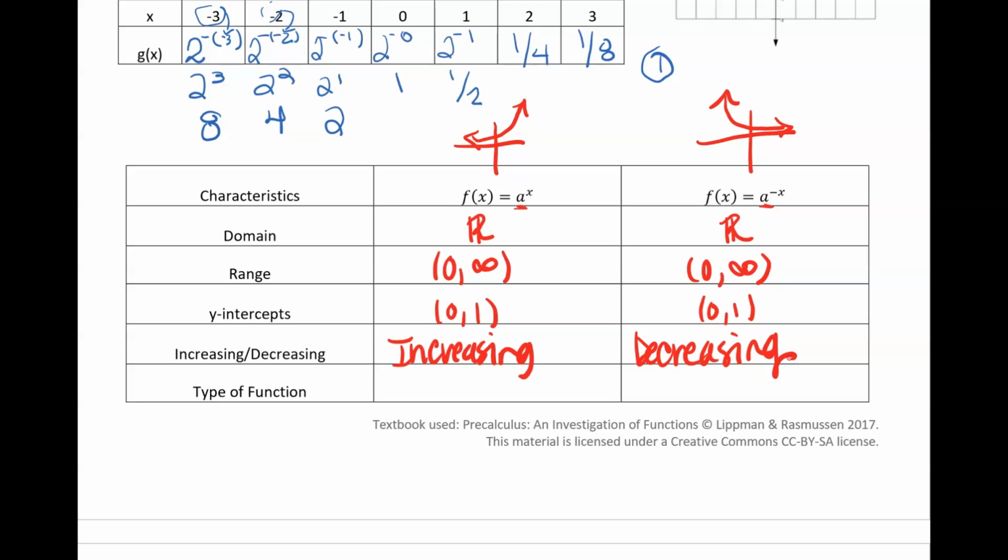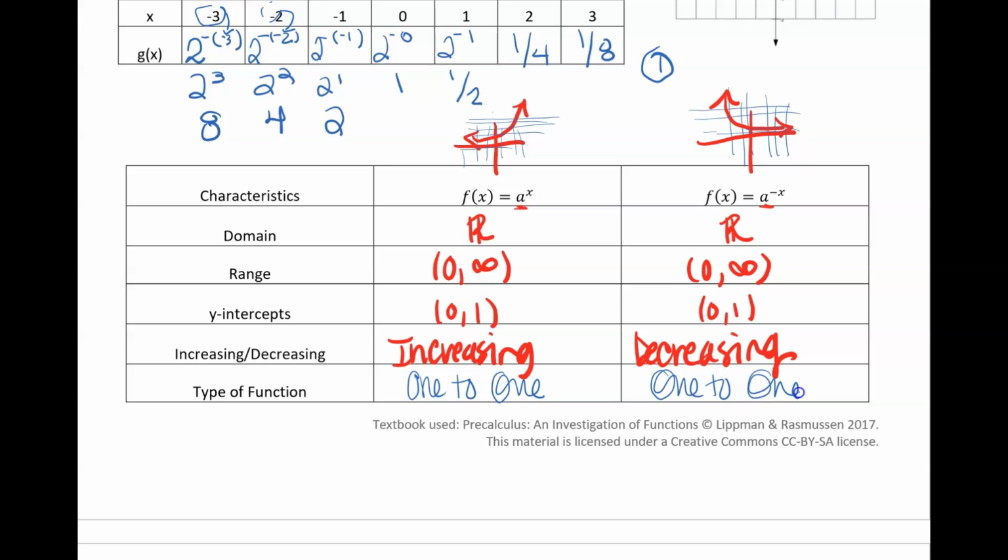And then let's talk about what kind of function it is. You can see that if I were looking at this function, I could draw a vertical line anywhere on here, so it would be a function. Same is true here. And then if I draw horizontal lines, you can see it's also going to pass these horizontal line tests. And so what type of function are these? Both of these are one-to-one functions.